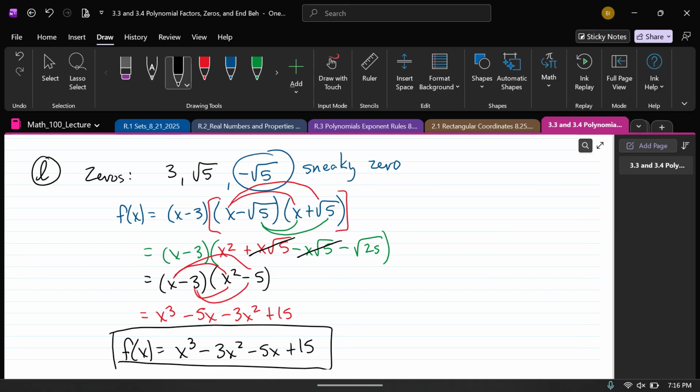All right. We got one more build a polynomial example. And then we'll get to the end behavior, which is one of the easiest things we do.